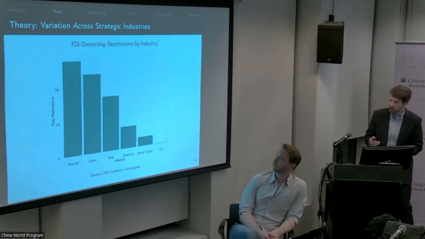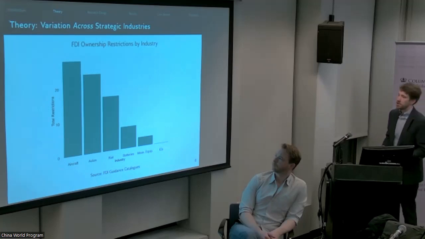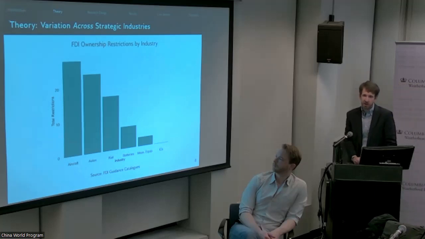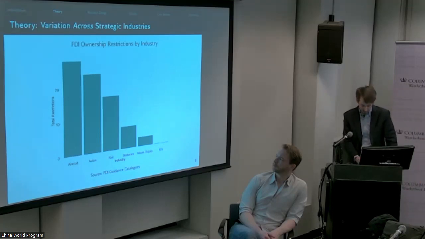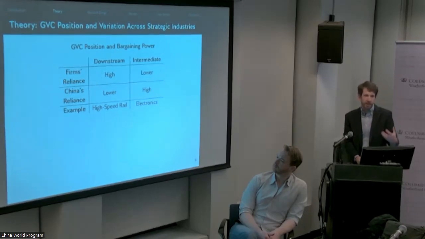So just to illustrate this, look over here, this column right here shows that in the 15 years after China joined the WTO, it used 29 distinct foreign direct investment ownership restrictions in various parts of the aircraft manufacturing supply chain, while at the same time, it used 0 in semiconductor design and fabrication over the same period. So I argue that this industry-level variation in China's use of tech extraction policies across strategic industries depends first and foremost on where China sits in global value chains in these industries.